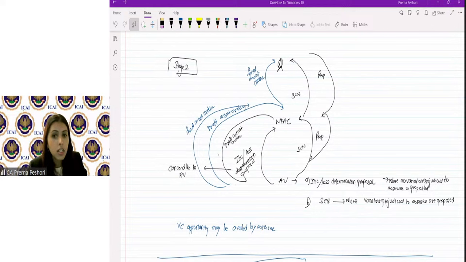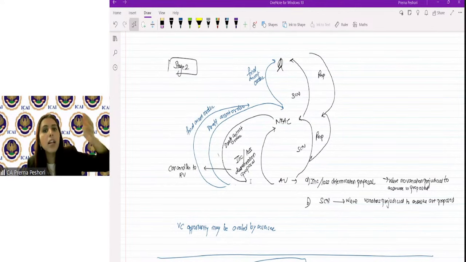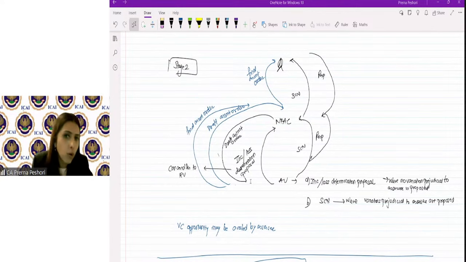Are we clear? In case variations which are prejudicial to the assessee are proposed, then the AU will send the show cause notice and the assessee has to reply to that show cause notice. Based on the reply to the show cause notice, the income or loss determination proposal will be prepared. And then again, the AU will say that this is the income or loss determination proposal. After that, the AU will prepare the draft order.